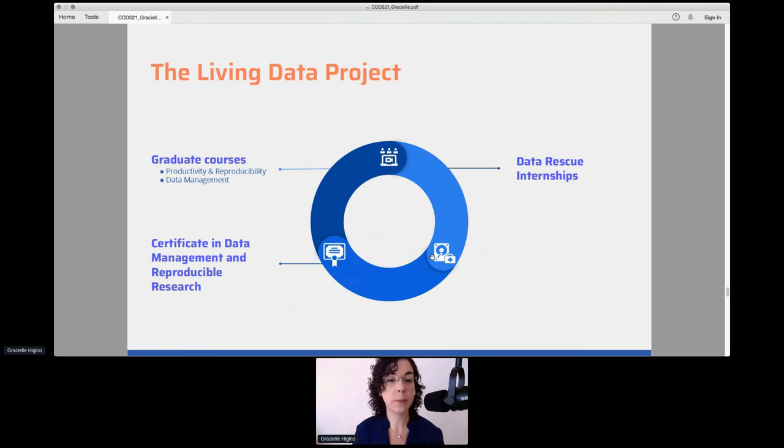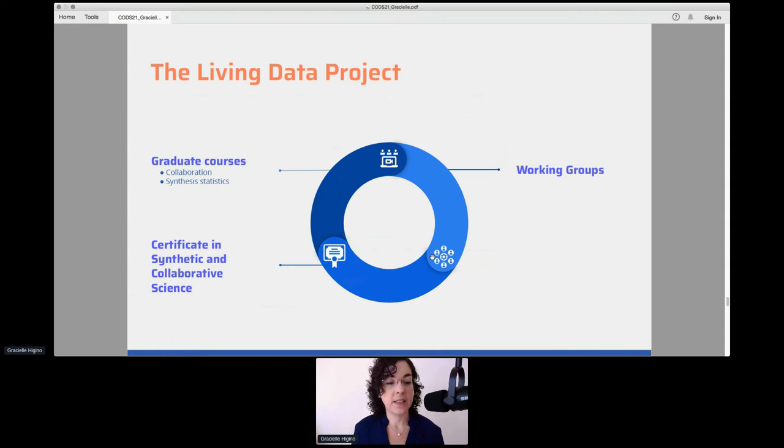This is really important because they can add that to their CVs and show that to future employers. It's a formation that is not super traditional inside the biodiversity, ecology, and evolution academic training. So that's an asset that we think is really valuable for them. And another certificate is the certificate in synthetic and collaborative science. So this certificate is granted to students that went through working groups and did the collaboration and the synthesis statistics course.